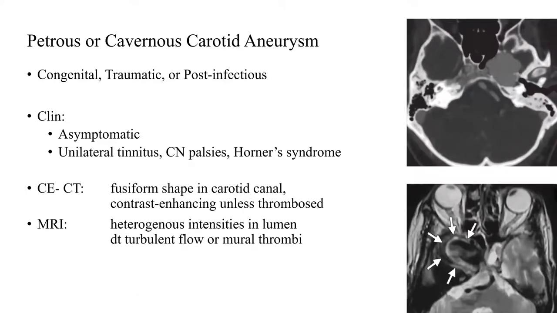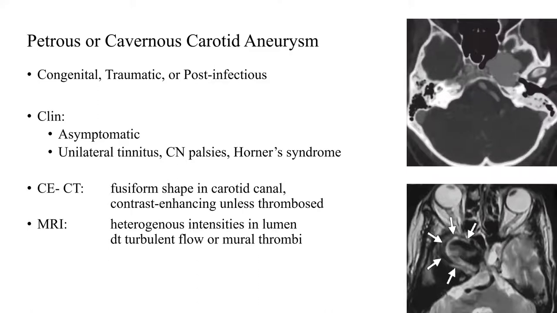Then we can look quickly at some vascular tumors of the petrous apex, so either petrous or cavernous carotid aneurysms, which can be congenital, traumatic, or post-infectious. Sometimes they're completely asymptomatic, or they may present with unilateral tinnitus, cranial nerve palsies, or Horner's syndrome.